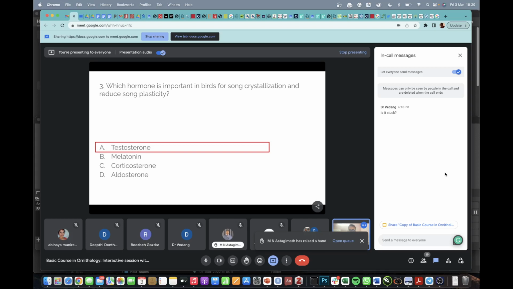Sub song is basically the babbling in the birds. It's very similar to how babies babble. They won't be able to say the full word properly. So that's how it is for birds as well.